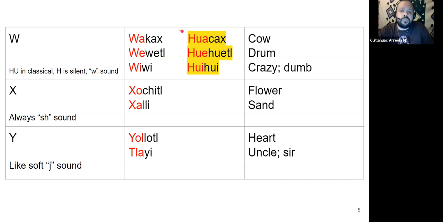Right, so this is when the H is silent in classical orthography, okay? This is not huakash, huehuet, huihui, no. Wakash, wewet, wiwi.